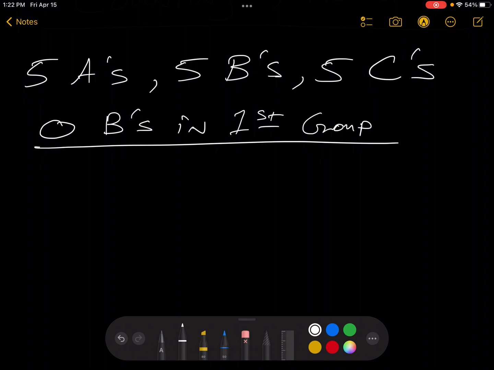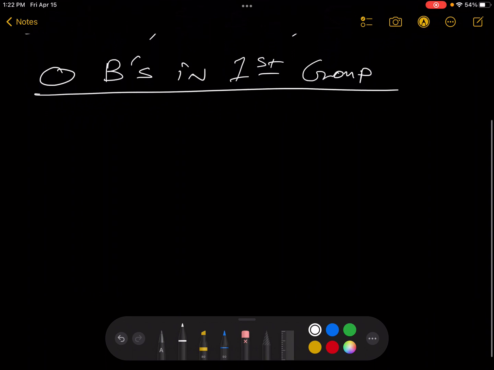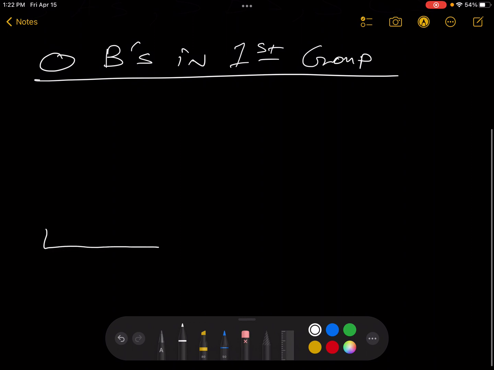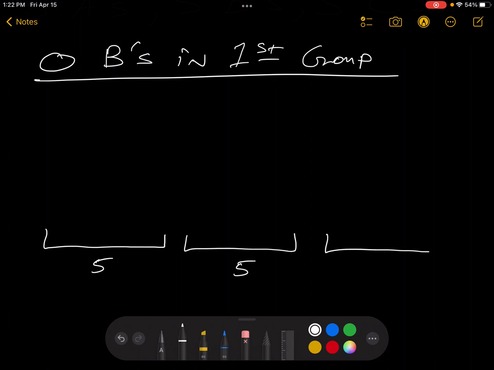All right, so we have the first group of 5 letters, second group of 5 letters, third group of 5 letters. In this one we're saying there's 0 B's in the first group, right? And also the stipulations of the problem, right? They say no A's allowed in the first group, no B's allowed in the second group, and no C's allowed in the third group.